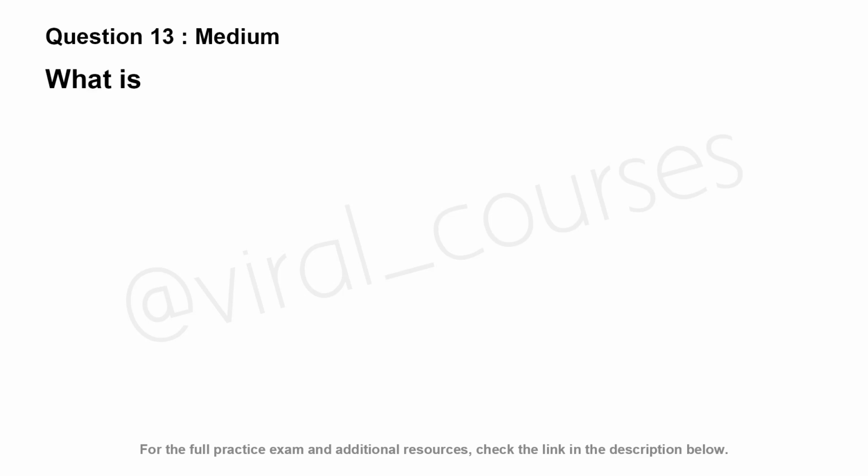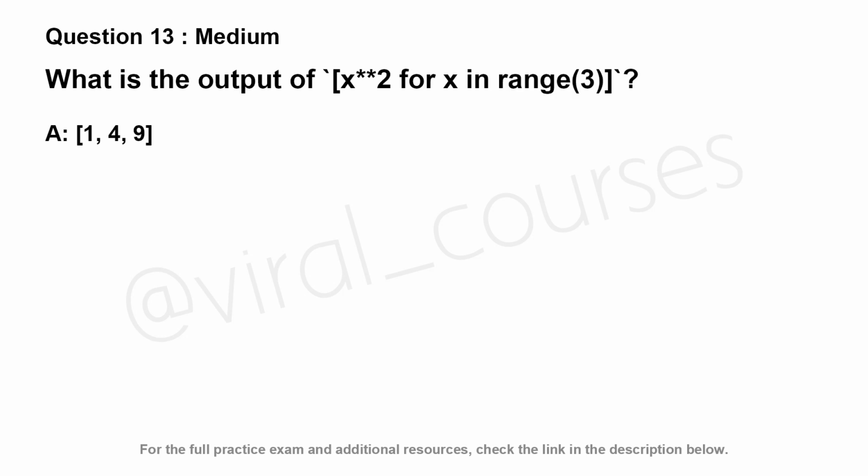What is the output of [x**2 for x in range(3)]? Option A, [1, 4, 9]. Option B, [0, 1, 4]. Option C, [0, 1, 2]. Option D, [1, 2, 3].